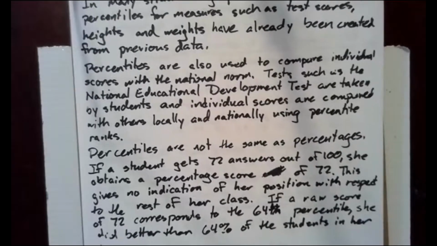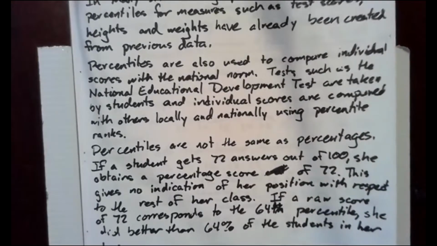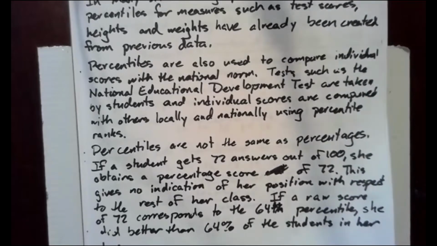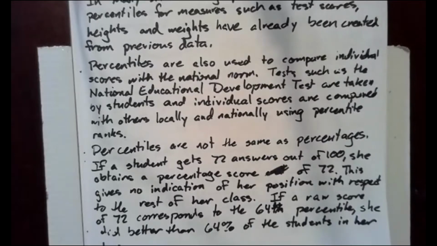Percentiles are not the same as percentages. If a student gets 72 answers out of 100, she obtains a percentage score of 72. This gives no indication of her position with respect to the rest of her class. If a raw score of 72 corresponds to the 64th percentile, she did better than 64% of the students in her class.